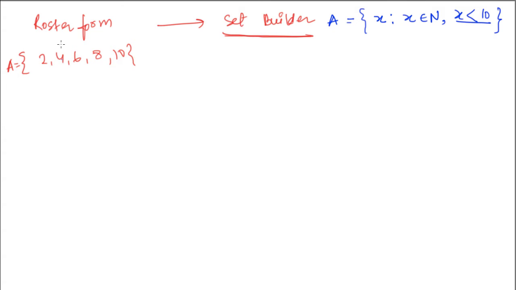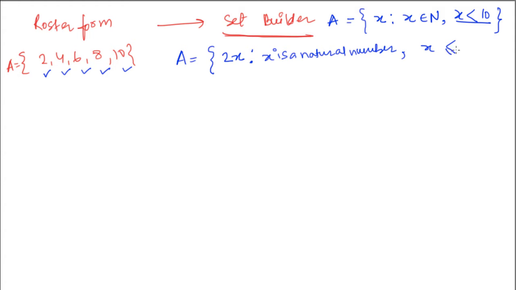Now for this set, how we'll write it is A. Now the elements, if you observe, are multiples of 2. This is 2 into 1, 2 into 2, 2 into 3, 2 into 4, 2 into 5. So my elements would be in the form of 2x. Clear? Such that x is a natural number. Fine. Now the condition would be x is less than or equal to 5.